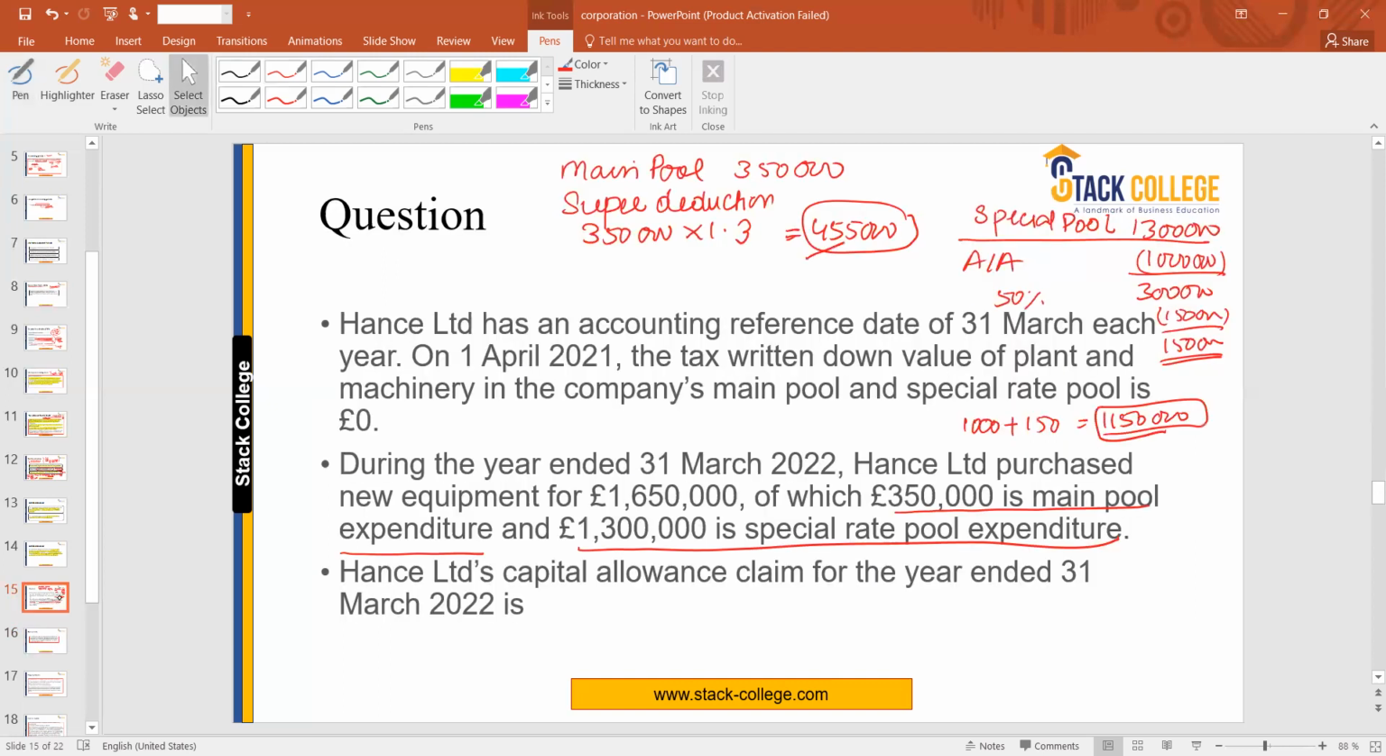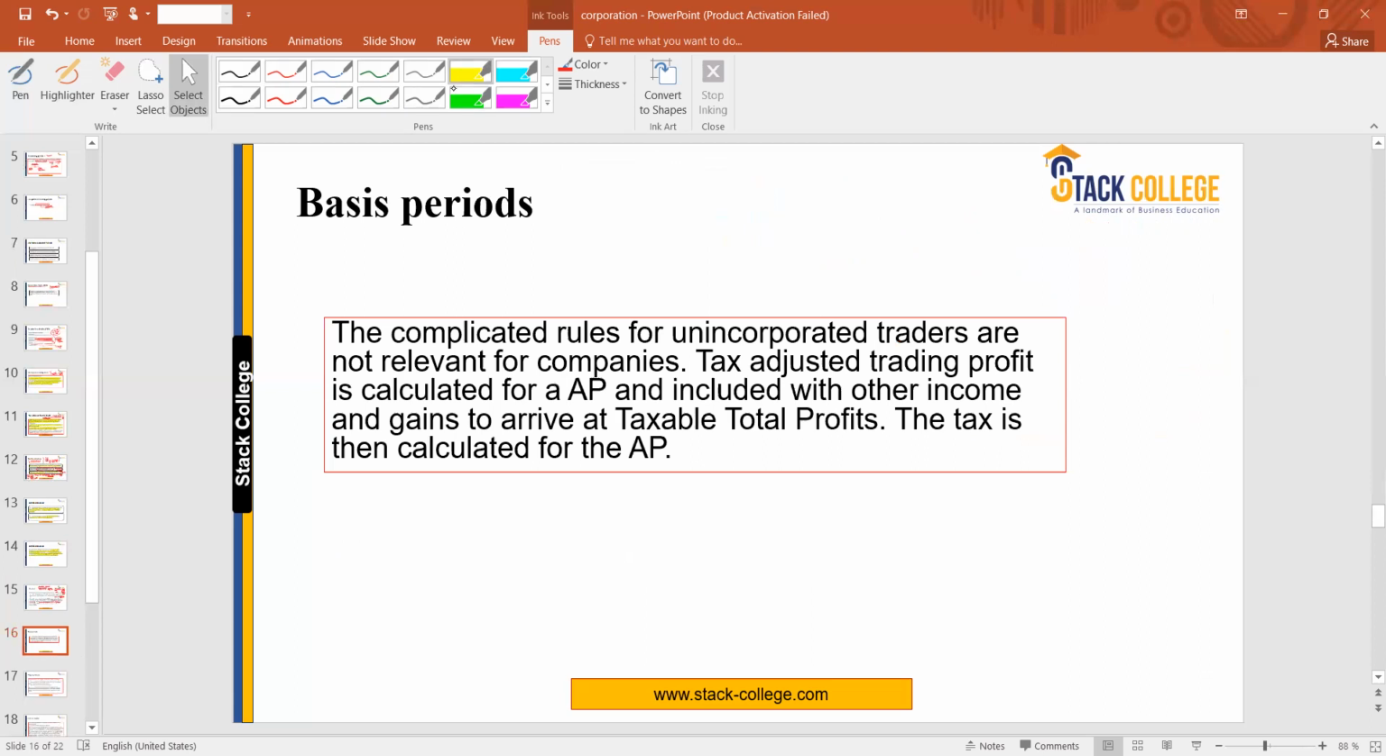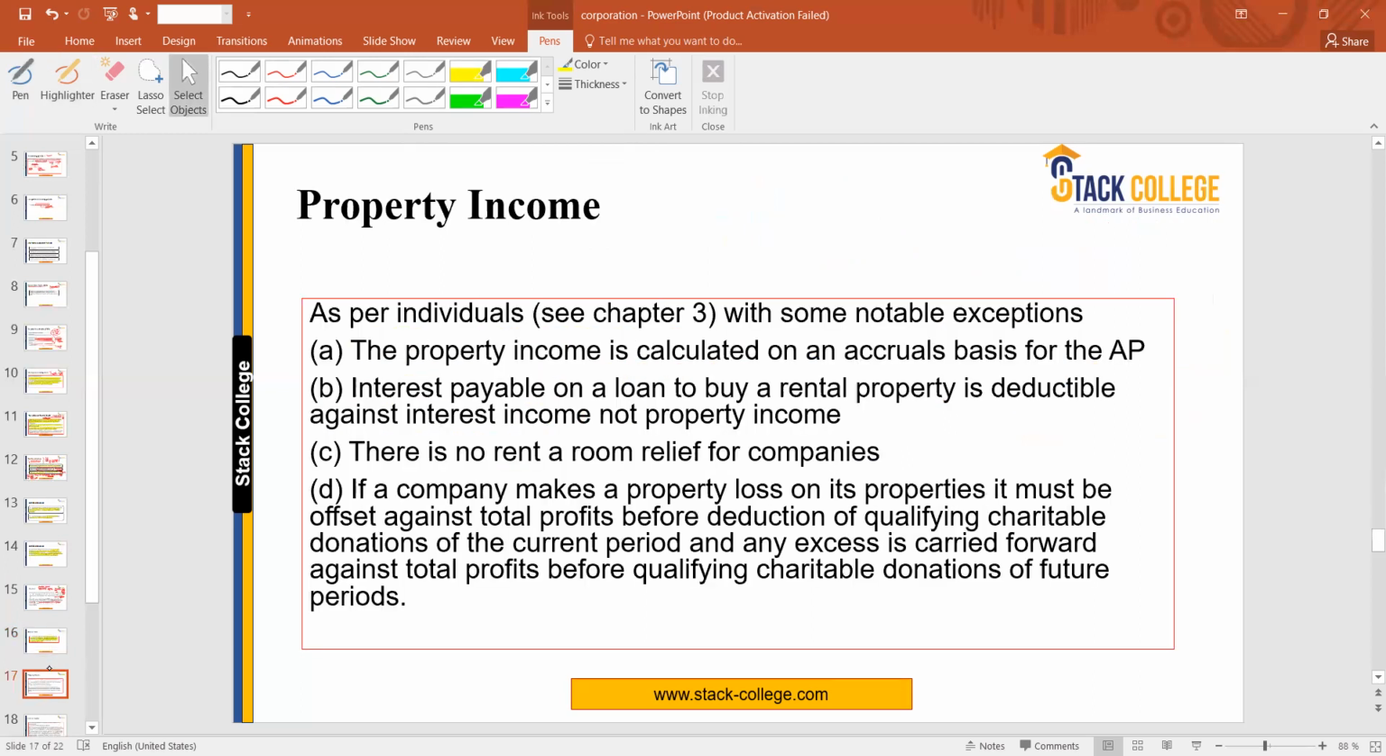As far as the other things are concerned, all other things are the same. For example, short life assets, the small pool WDA, balancing charge, balancing allowance, the last year working, everything is the same. So this is the difference we need to keep in account. The complicated rules for unincorporated businesses, such as sole traders and partnerships, are not relevant for companies. Tax adjusted trading profit is calculated for an accounting period and included within other income and gains to arrive at taxable total profit. The tax is then calculated as per accounting period. So no basis period calculation is needed here.